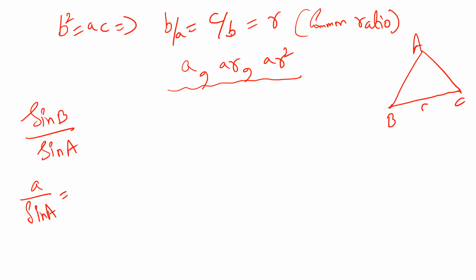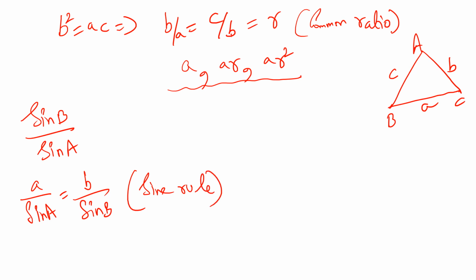Then this is A, this is B, and this is C. This is the general notation. Now A upon sine A will be equal to B upon sine B according to sine rule. I am not using equal to C upon sine C because it is not required. So from sine rule, I will be getting this.